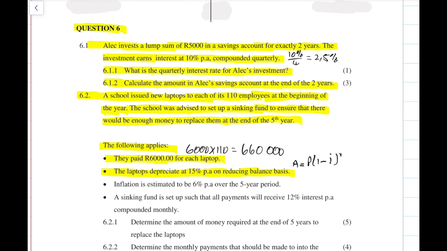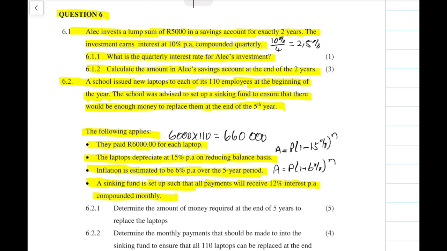And then it says inflation. Inflation is at 6% over the 5-year period. So A is equal to P into 1 plus i to the power of n. Let me fill in those values. Depreciation is 15% to the power of n, and inflation is at a standard 6%. A sinking fund is set up such that all payments will receive 12% interest per annum compounded monthly. So this sinking fund is a monthly installment type of sinking fund. Determine the amount of money required at the end of 5 years to replace the laptops.